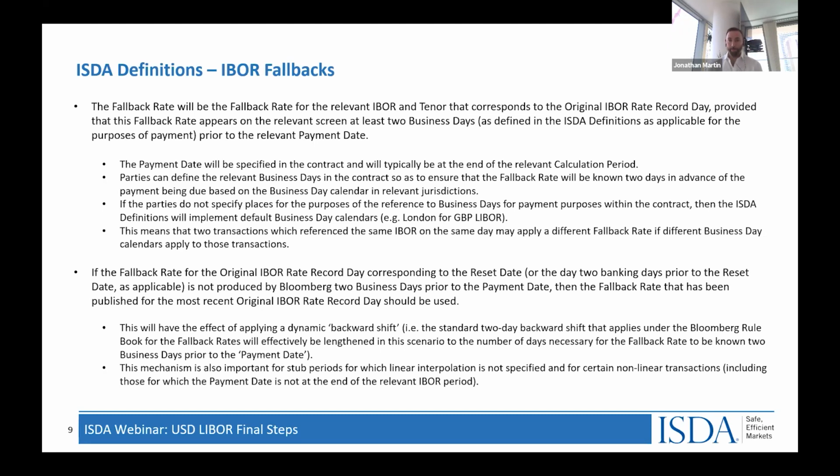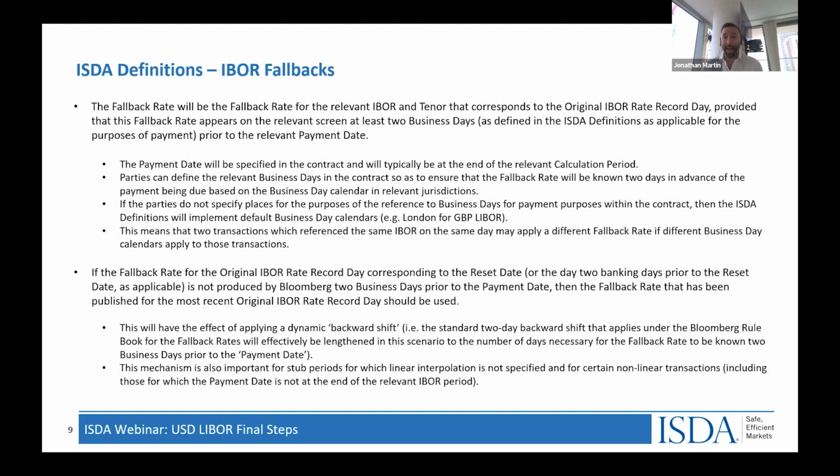So, for example, if you were looking for a fallback rate for 3-month LIBOR, and on your fallback observation date, you look at the Bloomberg page, and the rate for that rate record date hasn't been published, you look to see if a rate for the next previous rate record date has been published. If that has been published, then you use that as your fallback rate. If not, you basically just keep going back until you find a fallback that has been published by Bloomberg for that particular IBOR and tenor, and you use that as your fallback.